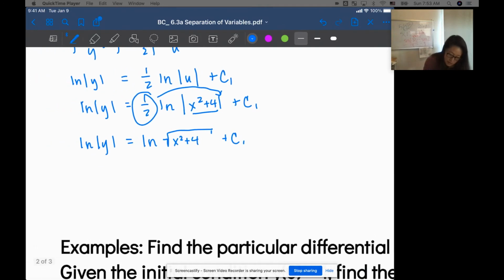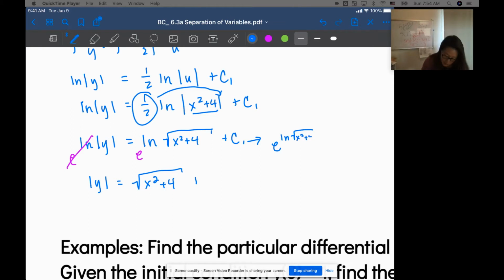All right, up next, to get rid of the ln, we can raise both sides to the e. So e to the ln of y equals e to the ln of the square root of x squared plus 4. When you raise e to the ln, it cancels itself out. So I get the absolute value of y is equal to the square root of x squared plus 4 plus, oh wait, this is e to the ln of the absolute value of x squared plus 4 times e to the c1. Remember, when you add exponents, you are really multiplying the bases. So, in fact, I should just write that here.